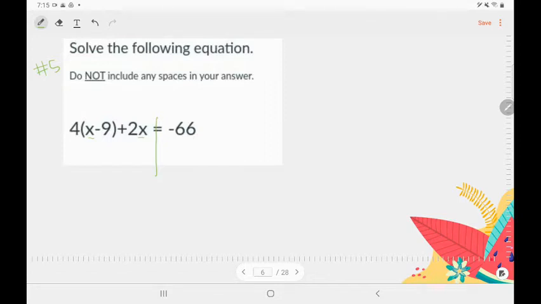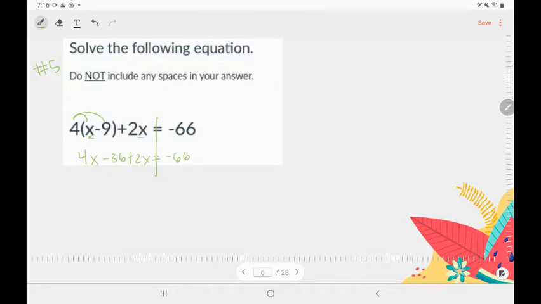My first step is to distribute, because I can't combine anything inside parentheses with something outside. So I've got to get rid of those parentheses. So distribute the 4. 4x minus 36 plus 2x is equal to negative 66.